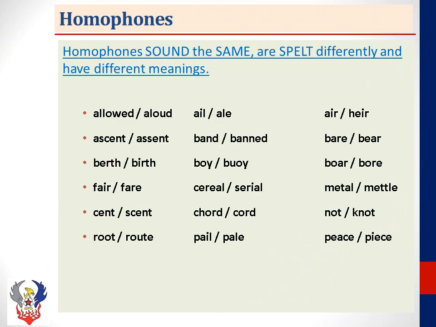Let us now learn about homophones. Homophones sound the same, are spelt differently and have different meanings. Allowed, aloud. Ale, ail. Air, heir. Ascent, assent. Band, banned. Bear, bare. Birth, berth. Boy, buoy. Boar, bore. Fair, fare. Cereal, serial. Metal, mettle. Scent, cent. Cord, chord. Knot, not. Root, route. Pale, pail. Peace, piece.